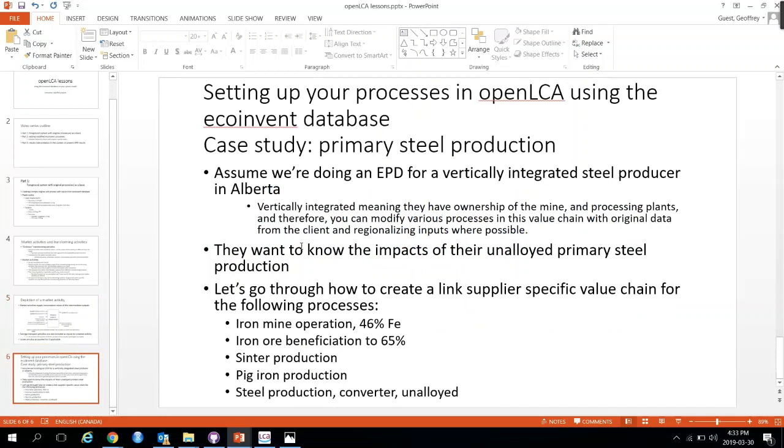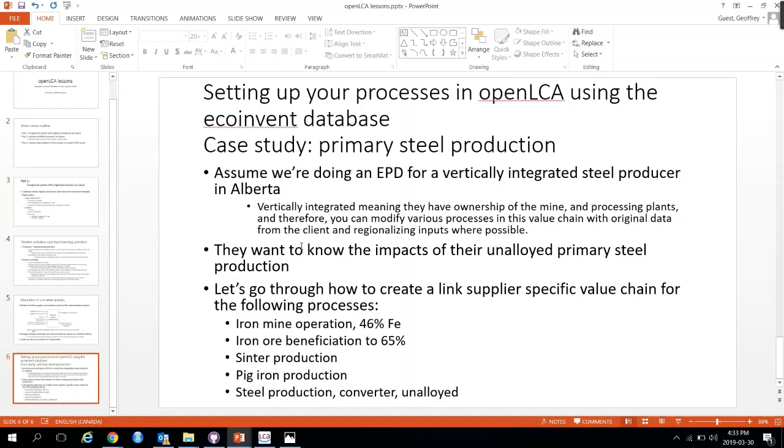So let's now move on to a case study. We're going to focus on setting up processes in openLCA, again using the ecoinvent database, where our case study is going to be primary steel production. So we're assuming we're doing an EPD for a vertically integrated steel producer in Alberta, where vertically integrated simply means that they have ownership of the mine and the processing plants, and therefore you can modify the various processes in this value chain with original data from the client and regionalizing inputs where possible.